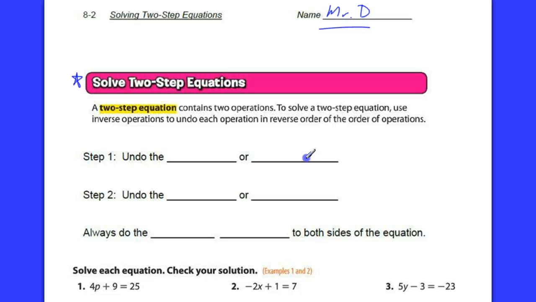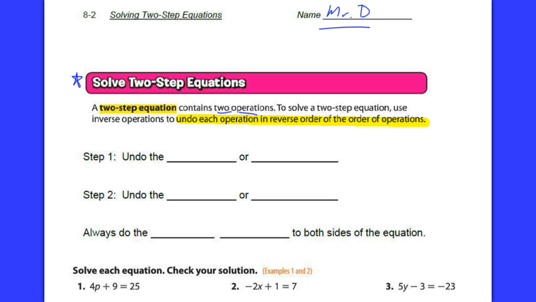All right, a two-step equation contains two operations. In other words, there are two things that are happening to the variable. And to solve two-step equations, you have to undo each operation in the reverse order of the order of operations. That's actually a really good way to explain what we do. You undo each operation in reverse order of the order of operations.